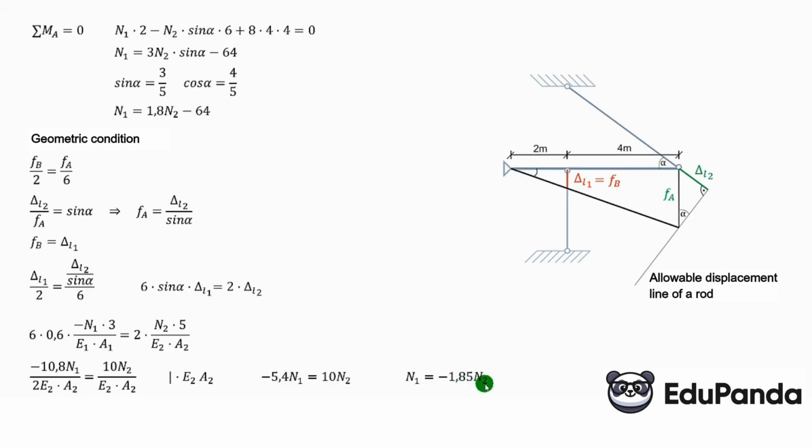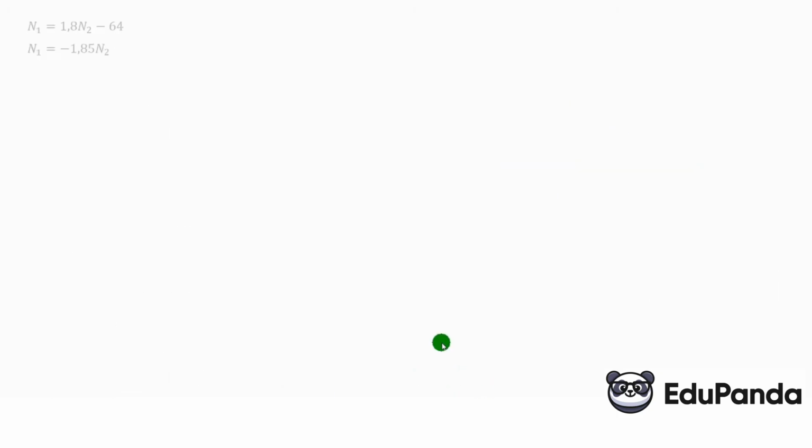Moving this to the next slide. And also from the sum of moments, we have this relationship. From the geometric condition, we have this relationship. Here is this value N1. We substitute it up and calculate from this N2. N2 equals 17.53 kN, because everything was written in kN. We substitute into the first or second equation and calculate N1 equals minus 32.43 kN.